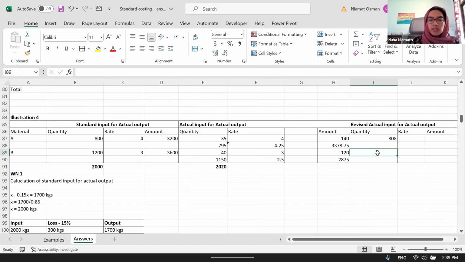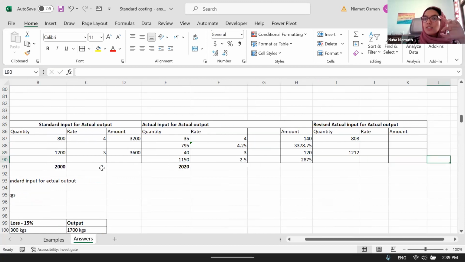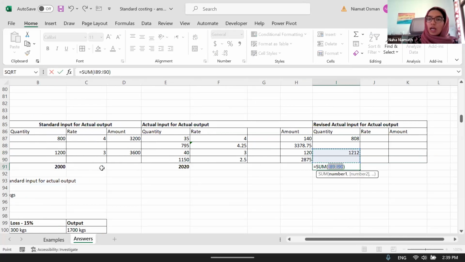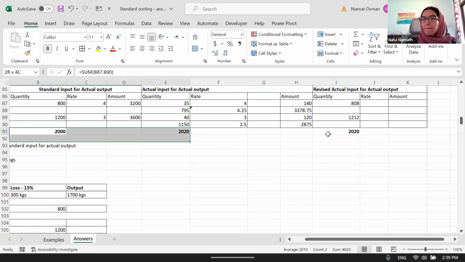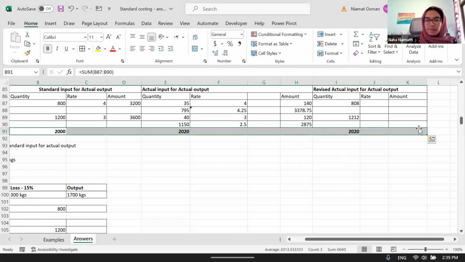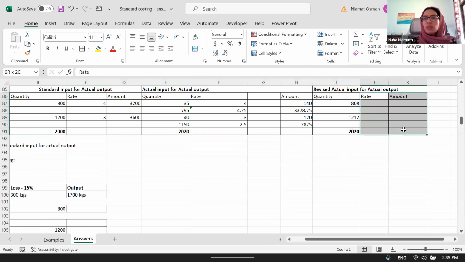And over here I will be saying 2020 into 1200 by 2000 units. That will give me 1212 units. So this is my actual input at the standard. All clear, everybody? The rate and all we don't need to mention because we just want to see the revised actual input.